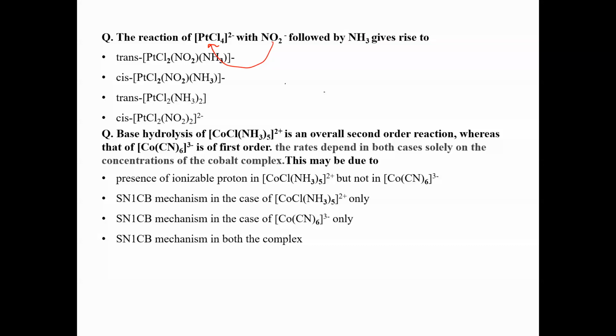The second one is related to base hydrolysis of this complex, which is an overall second order reaction, whereas that of this cobalt hexacyano complex is of first order. The rates depend in both cases solely on the concentration of the cobalt complex. This may be due to what? Base hydrolysis is explained by two mechanisms. First is SN2, and the second one is SN1 CB, that is conjugate base. The complexes which have an ionizable proton can undergo the conjugate base mechanism.